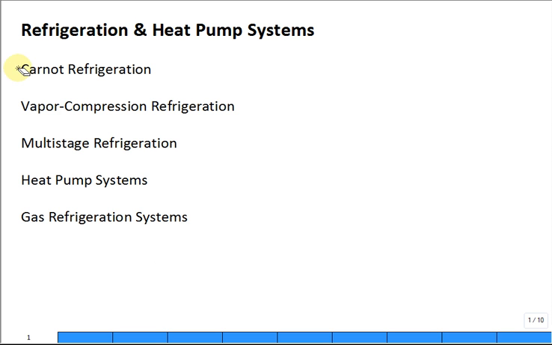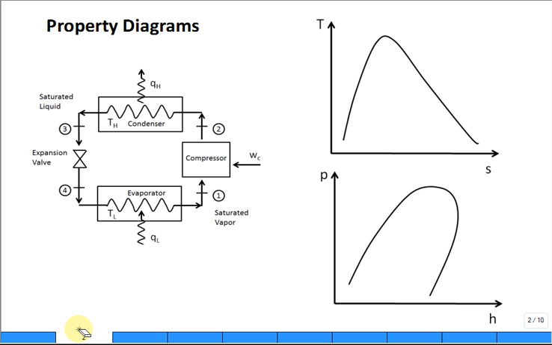So we covered the Carnot, and we're basically in a review of the vapor compression refrigeration system. We'll get to multi-stage, but not today. So one thing we need to introduce is property diagrams.